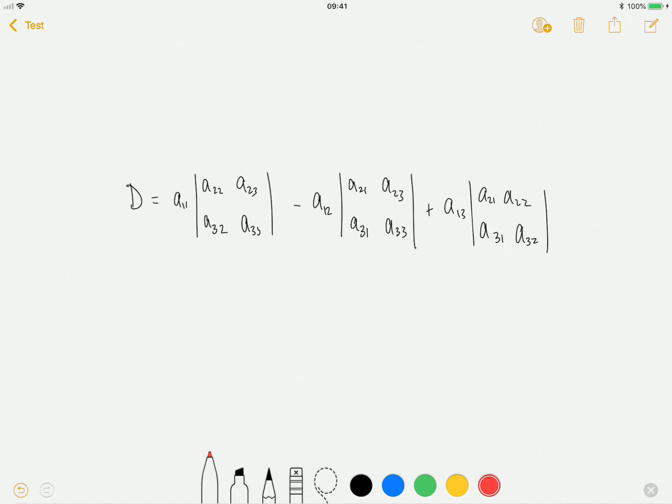You would have heard me talking about the term next to each element as a minor, and that is also a determinant, which is calculated as A22 multiplied by A33 minus A23 multiplied by A32. Just remember that because it's going to become important later on.